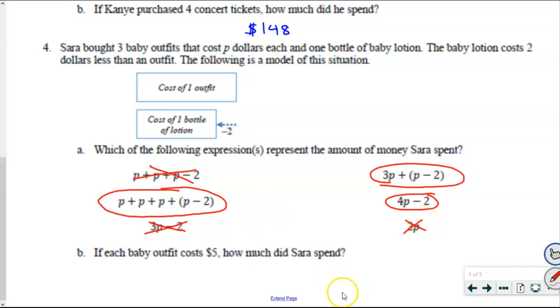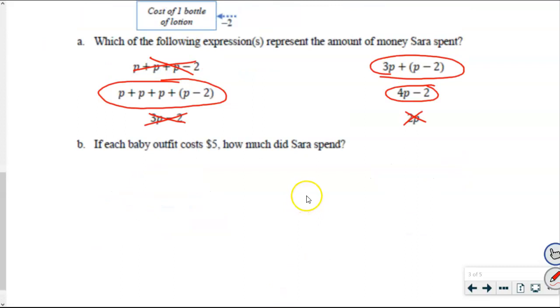And what is the cost if each of the outfits is $5? We end up with 4. I'm going with the most simplified. 4 times 5 is 20 minus 2. Sarah spent $18.